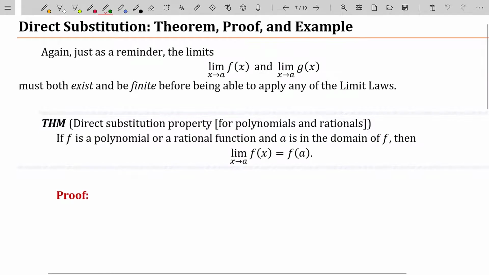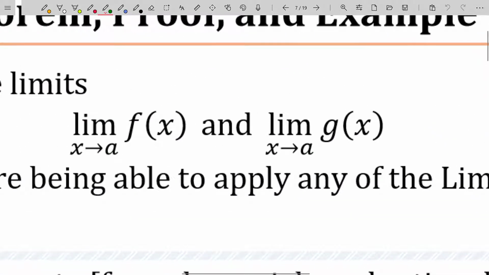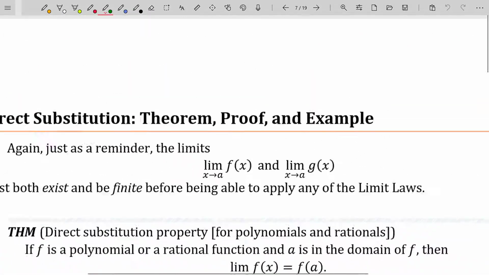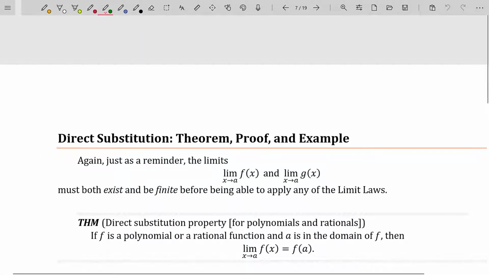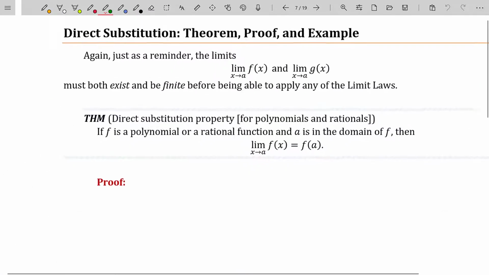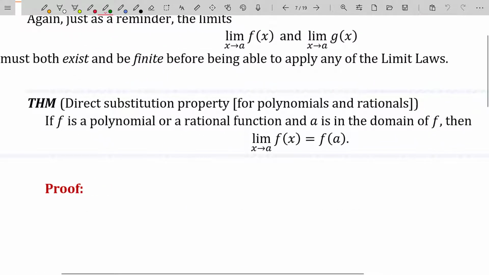Before we begin, remember, and I keep reiterating this because I want all my students to be awesome with this, limit as x goes to a of f of x and the limit as x goes to a of g of x, you can use limit laws on those functions as long as those limits exist and are finite. That's incredibly important. So let's introduce ourselves to the direct substitution property. And again, this is for polynomials and rationals.